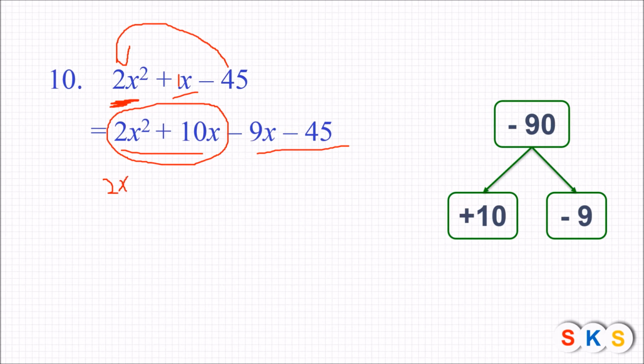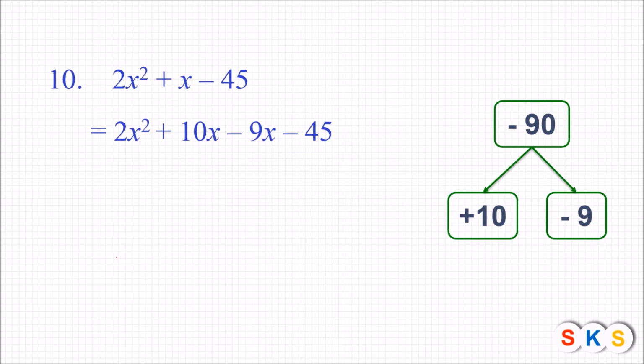And what will be left here? Here, if I take 2x as common, here one of the x will be left. And here what will be left? 5. 5 will be left. Okay, so we will get here 2x in a bracket x plus 5.